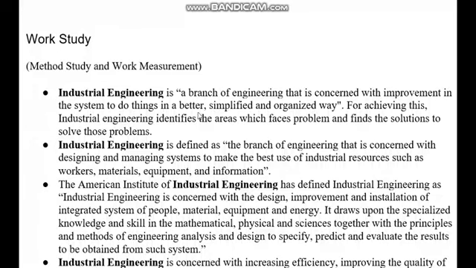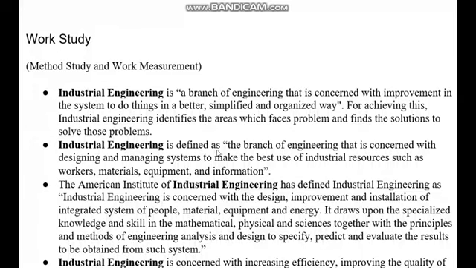Okay, so this improvement is the thing. What for? Ultimately what we want to do is, we want to do things efficiently. Okay, so this branch of engineering, which is concerned with the improvement in the systems to do things in a better, simplified, and organized way, is called as industrial engineering. Okay, so for this, what they do, they identify some areas which are facing some problems, and then they will try to find solutions to solve those problems. Okay, that is one definition of industrial engineering.